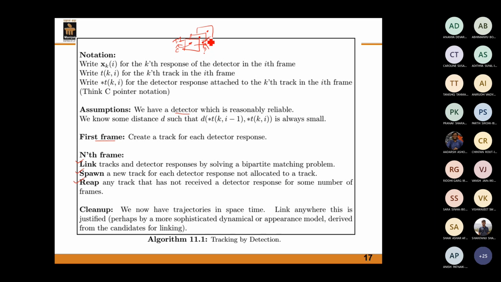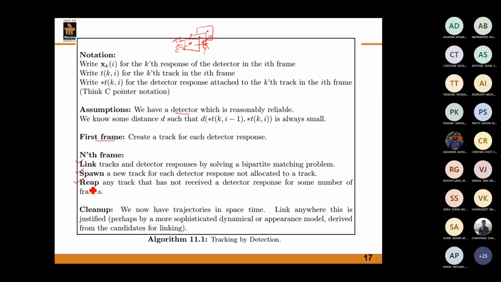So from here, this object is also one among the objects that has to be tracked, right? So that process, where you're identifying the objects which are coming and then tracking them, is called spawn. And the third method over here is called reap.